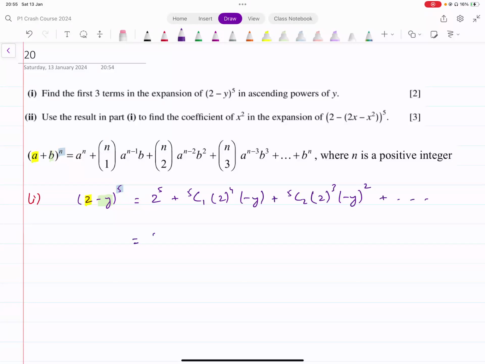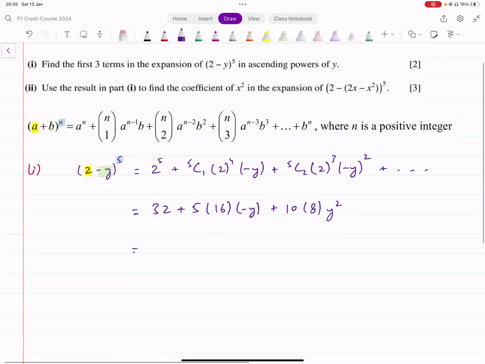We can simplify this. That gives us 32 plus 5 into 16 into minus y plus 5C2, which is 10, into 8 into y squared, right? Minus y is inside the bracket, whole squared. It makes it positive. And now you can simplify this to get 32 minus 80y plus 80y squared. That's the expansion. So we found the first three terms of this expansion.